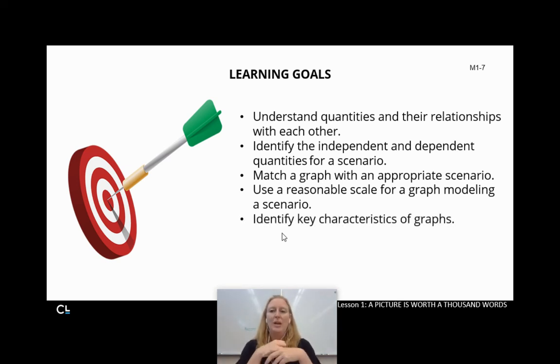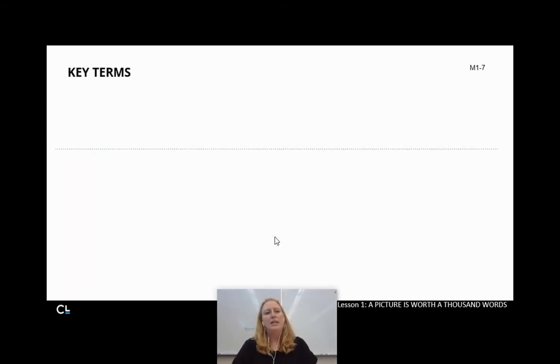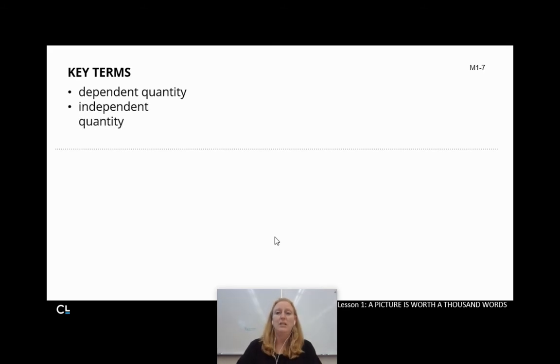You want to be able to identify key characteristics of graphs, which we'll play with more next time, and describe similarities and differences between pairs of graphs and their scenarios. How are they the same? How are they different? But our key terms for today will be dependent quantity and independent quantity. These are super important key terms that we're going to play with a lot.